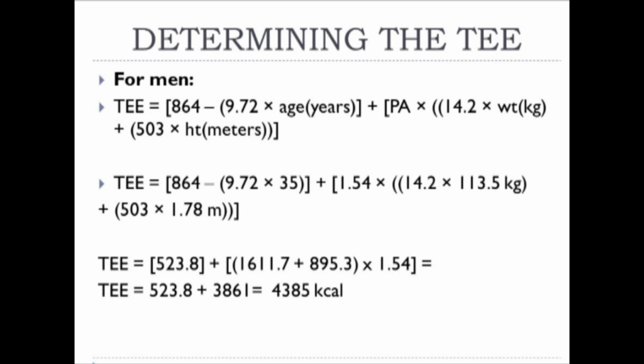So now down to the lower level, we have the TEE with the first bracket, 523.8, plus, then we have 1,611.7 plus 895.3 within, when combined together within that parentheses. And we have the activity factor multiplying the addition of those two. So when we do that, 1,611.7 plus 895.3 times 1.54, that gives 3,861. That gets added then to the 523.8, which you did initially, and that gives us the calories of 4,385 calories. This is the total energy expenditure of that individual who is very active.